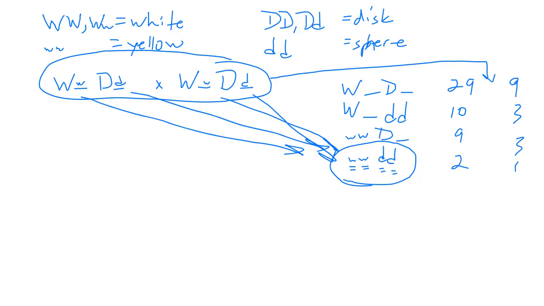Yes, the numbers are not perfect because they rarely are. Right? The only way to get perfect numbers is to have thousands of offspring, and then the numbers will come out perfectly, right? Because you have so many offspring. But we didn't have that many offspring here, right? So it's roughly 9 to 3 to 3 to 1.